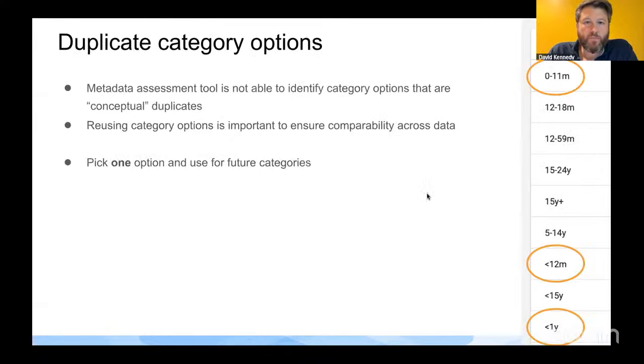So as we say, we've got these options. The metadata assessment tool can highlight where there's category options that are exactly the same, but when there's duplicates that have the same meaning but different names, that can be a little bit harder to detect. You have to be a little bit more careful.